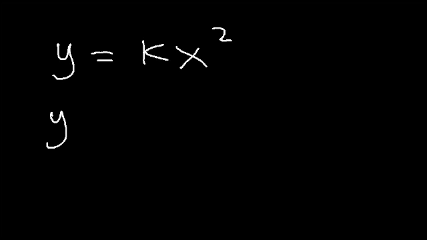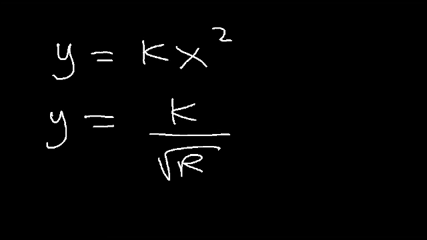Now, what if y varies directly with the square of x? How would you write that? So this would be y is equal to kx squared. It varies directly with the square of x. Now, what if y varies inversely with the root, or the square root of r? If it's inverse, it's on the bottom, and we have the square root of r.